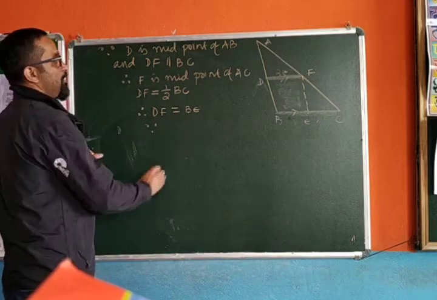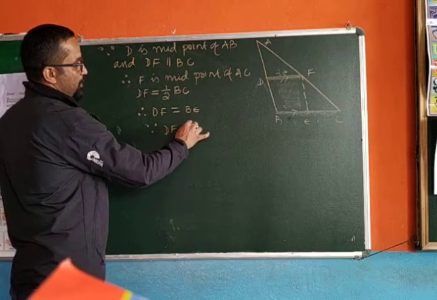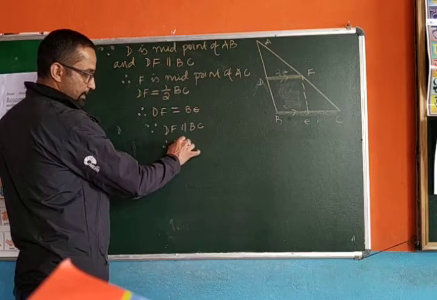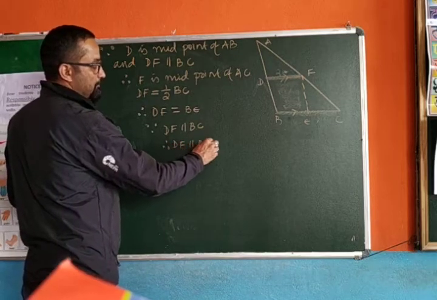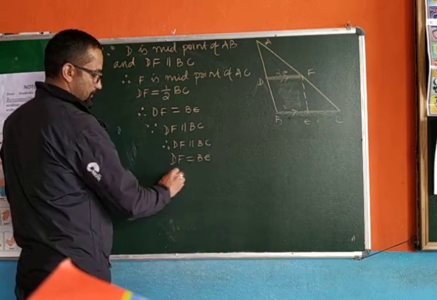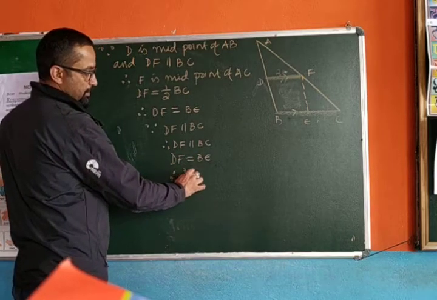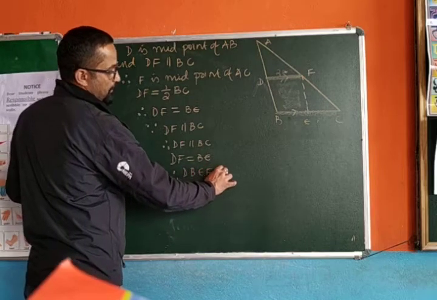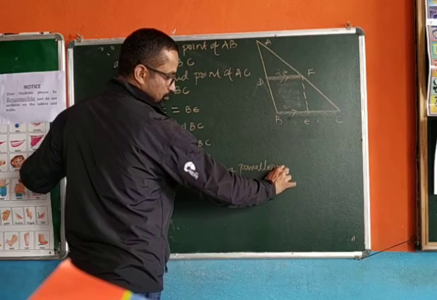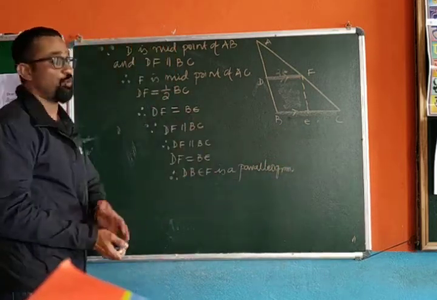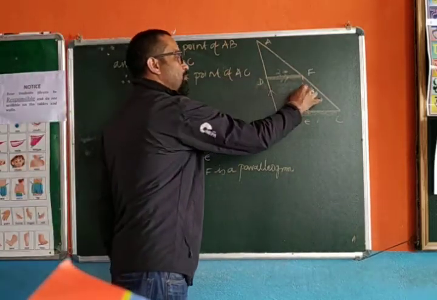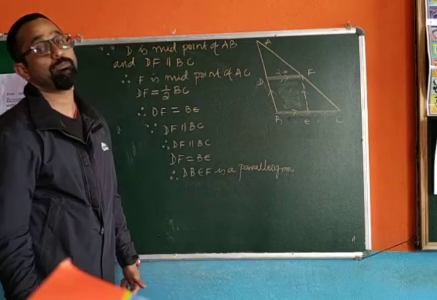Since DF is parallel to BC, therefore DF will be parallel to BE. DF is equal to BE. Therefore, DBEF is a parallelogram. It is enough to prove that if the opposite sides are parallel and equal, these two sides will also be parallel and equal by midpoint theorem.